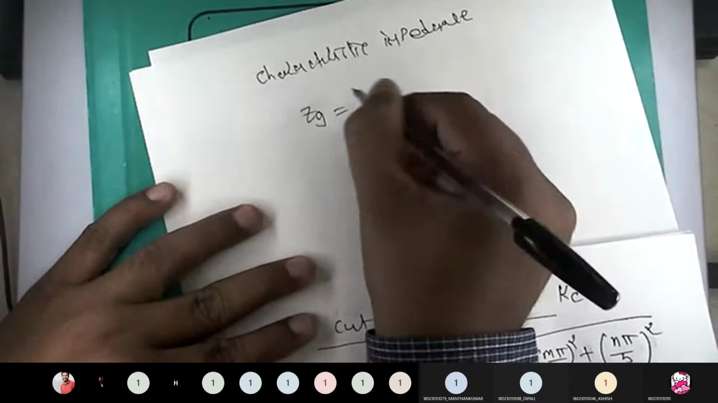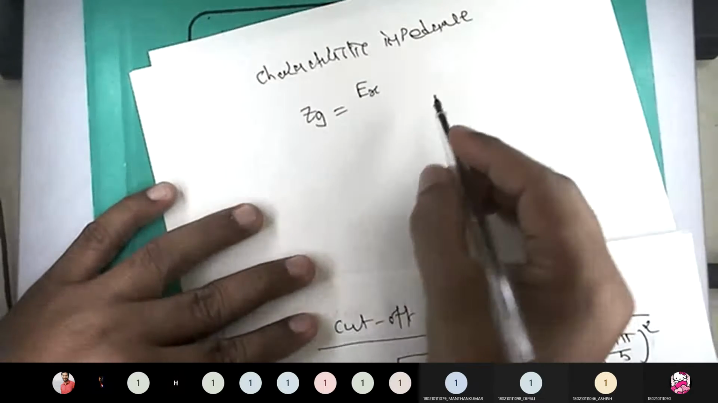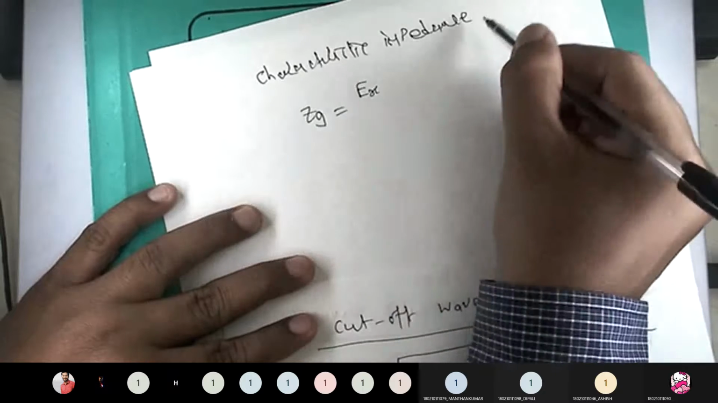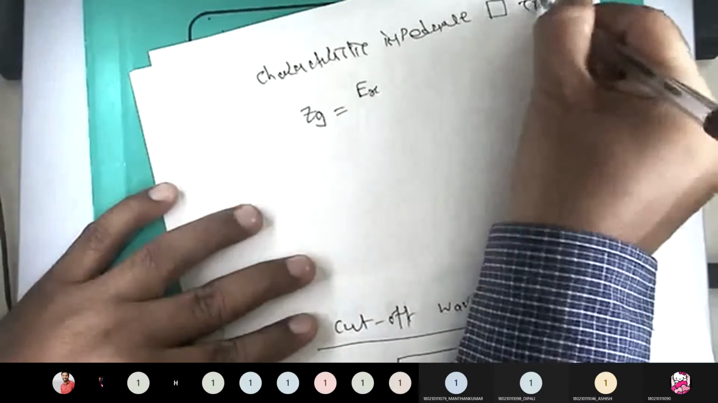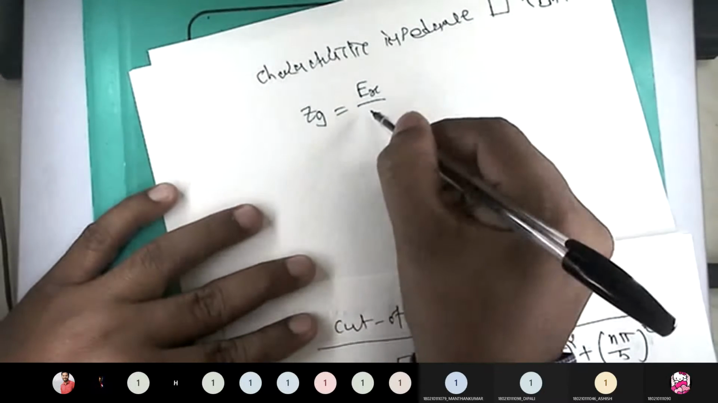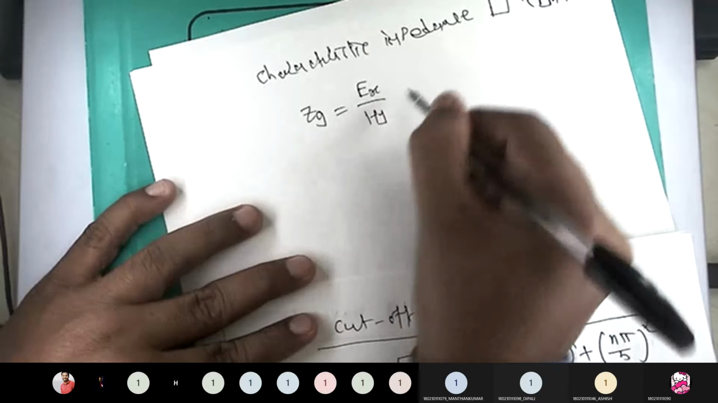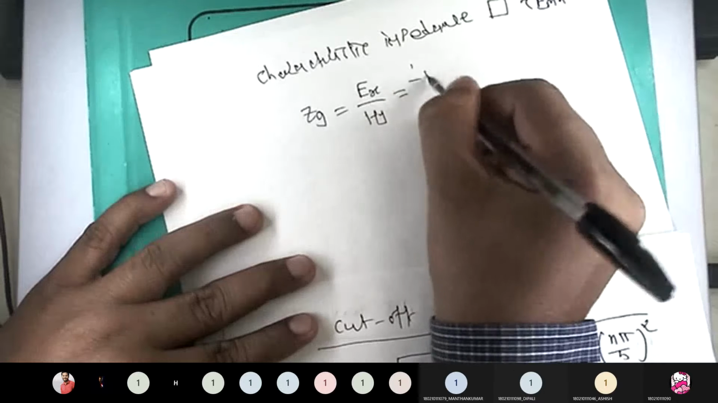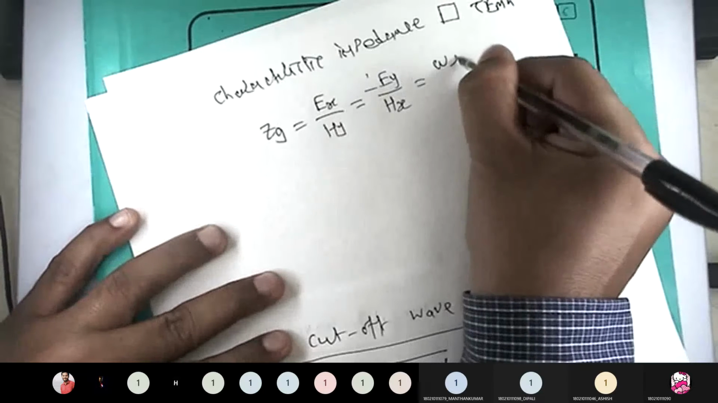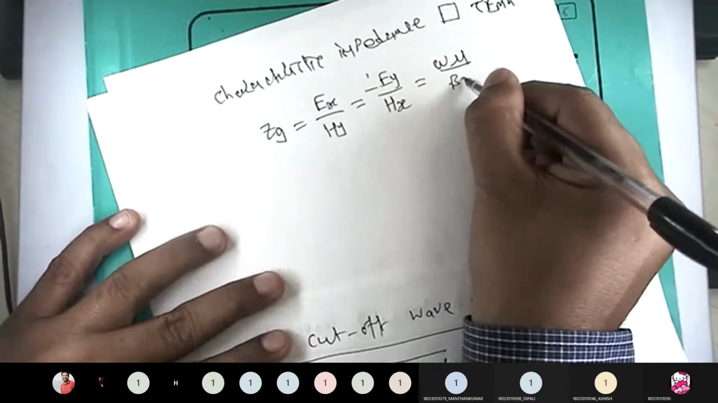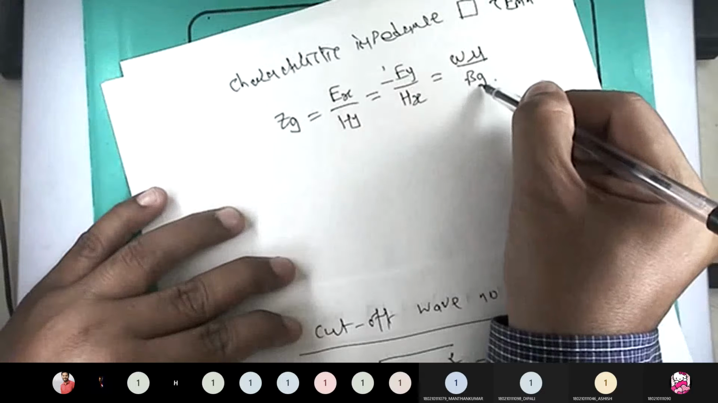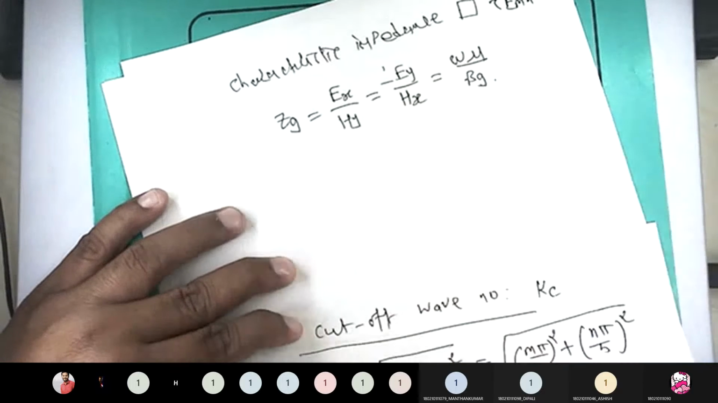But here it is something different, because it is not free space, it is not a transmission line. So the characteristic impedance in a rectangular waveguide for a TE-MN mode can be expressed either as a ratio of the two fields. It can be considered as Ex by Hy, or minus Ey by Hx, or I can express it as omega mu by beta g, where mu is nothing but the permeability, and beta g is nothing but our phase constant.